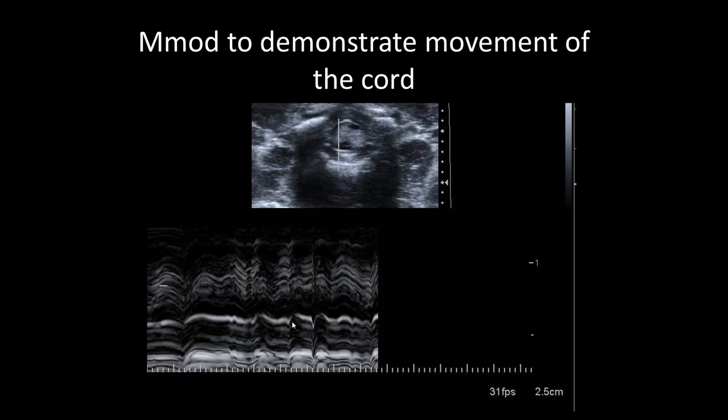This is using M mode to see movement of your spine. And this is a spinal cord which is showing no movement whatsoever. Here's the echogenic center, and there is no movement with breathing. And so therefore this infant has a fixed cord.